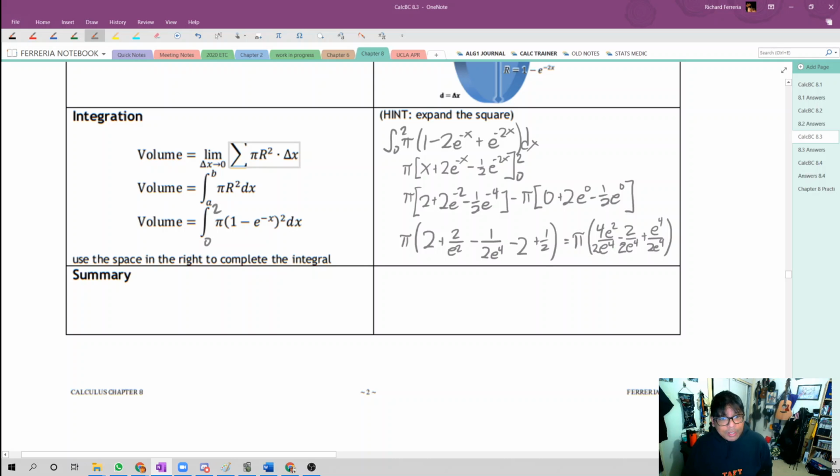And finally, in summary, we can say that the volume of the solid is pi times e to the 4th plus 4e squared minus 1 over 2e to the 4th. I saw a small error there, but that's been corrected now. So that is volumes of solids, disk method, if the axis of rotation is not the x-axis.